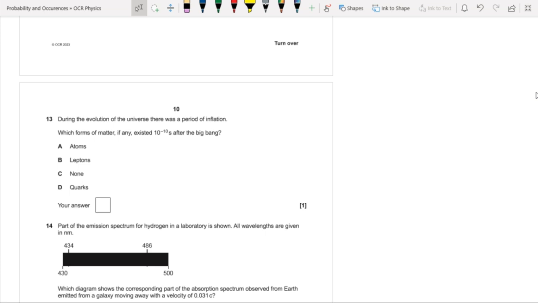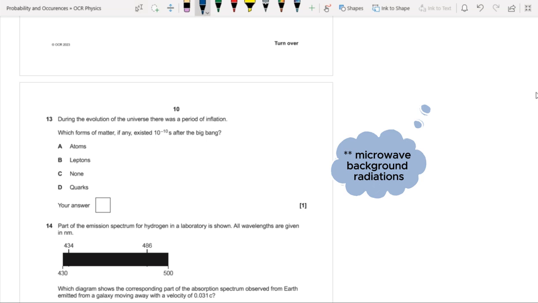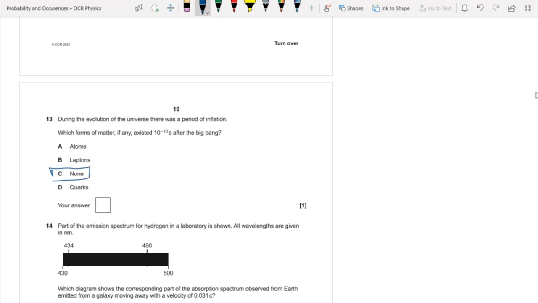There were only very high energy gamma photons. And we also had a look at these high energy gamma photons in connection with the microwave background radiation. Anyhow, in the period of inflation, matter did not exist at that time. Afterwards, quarks and other fundamental particles started to form. So C is the right answer. You just have to remember this.